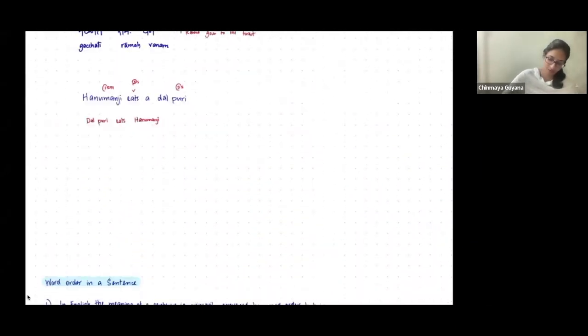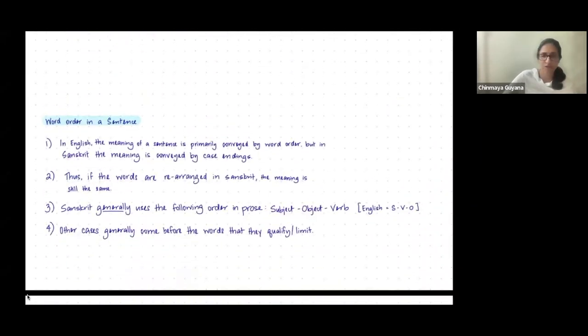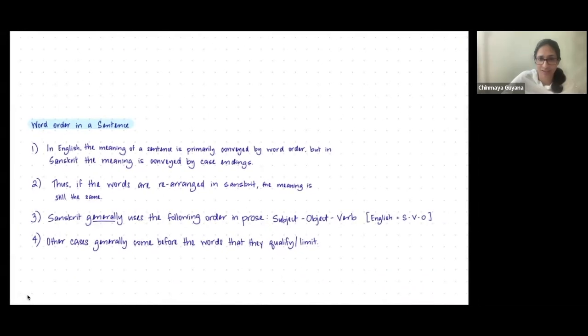Okay. Now, in English, what is the order usually? Subject, verb, object. So English is called an SVO language usually, in short form. And Sanskrit is called SOV, subject, object, verb. So we're using SOV. You don't need to remember that, just technicality for fun.